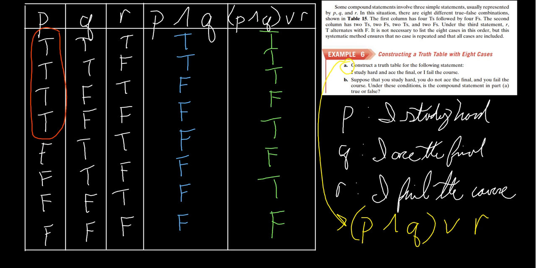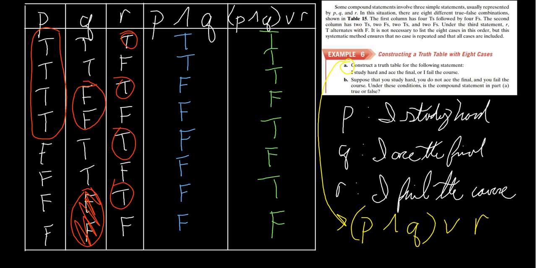So I'm going to study hard. You do not ace the final, so it's going to be false. So Q is going to be false, so it's going to be one of these. Okay, but we know it's not going to be these because, well, it has to be one of these four up here. And then lastly, and you fail the course. So if I fail the course, that means R is going to be true. So it's going to be one of these. True, true, true, true. All right.